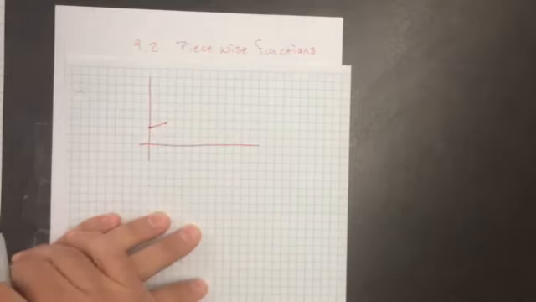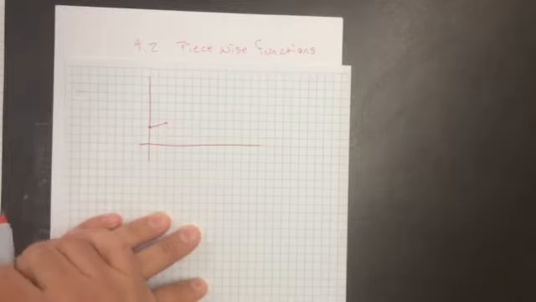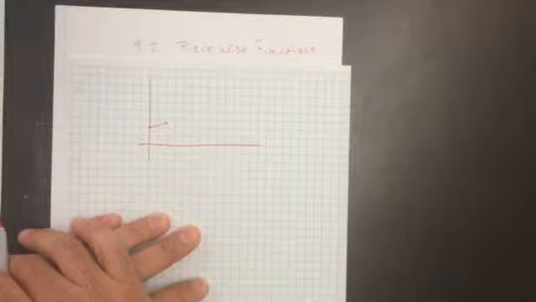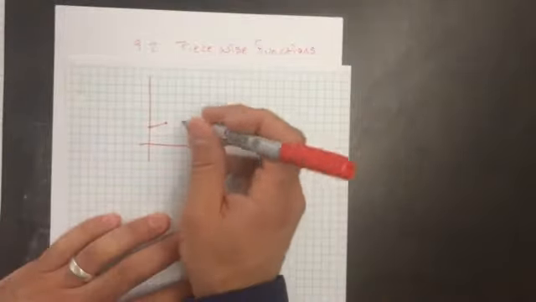Then after that, anything over 2,000 is going to go up at a rate of, let's say, I don't know, it goes up half as quickly.